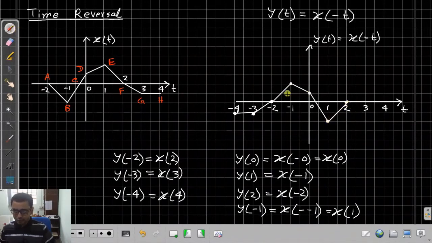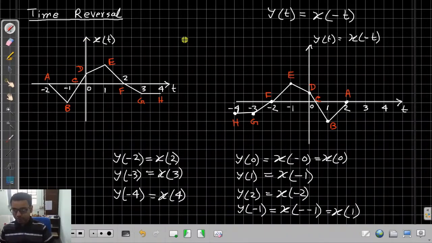Okay, and now let me mark these points as A, B, D, this is C, E, F, G and H. Now you observe that this graph is horizontally flipped, okay, and flipped about this vertical axis or t equal to 0 axis.